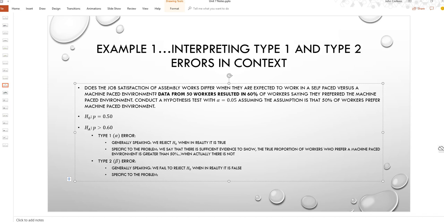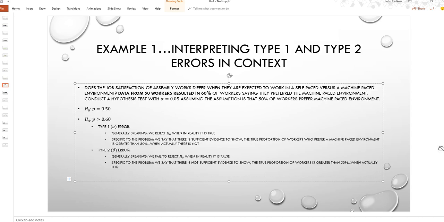And again, this is one of these things, we're going to have a lot of practice doing this. It's just getting the practice in. All right, let's look at our type 2. So here we fail to reject it. In reality, it's false. So here we say that there is not sufficient evidence to show the true proportion of workers is greater than 50%, when actually it is.